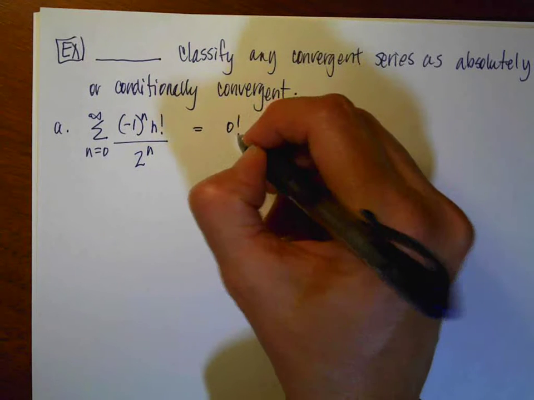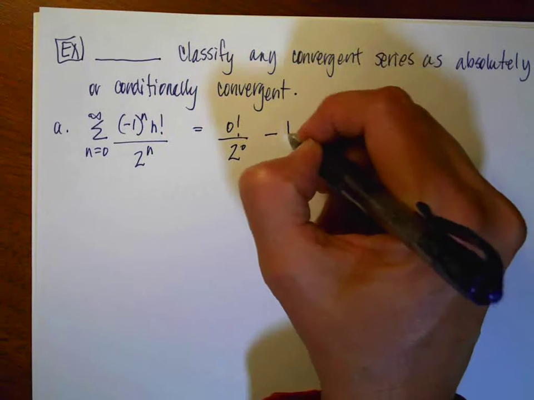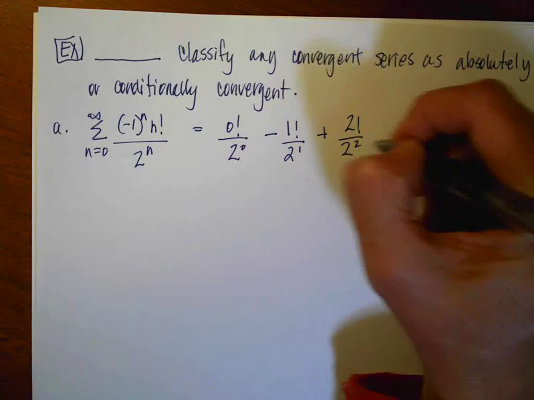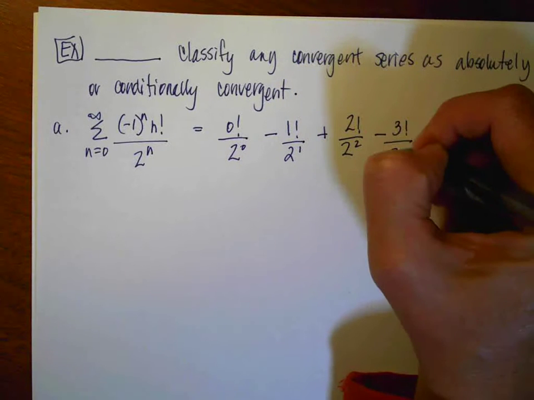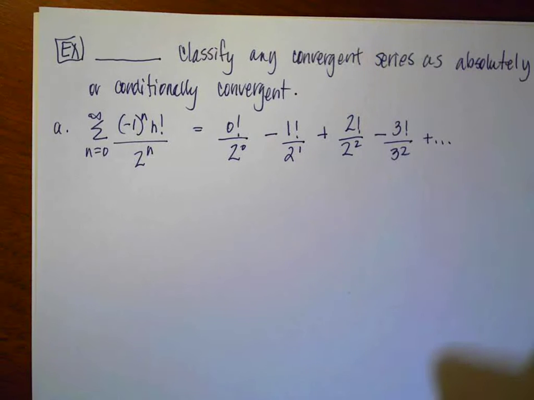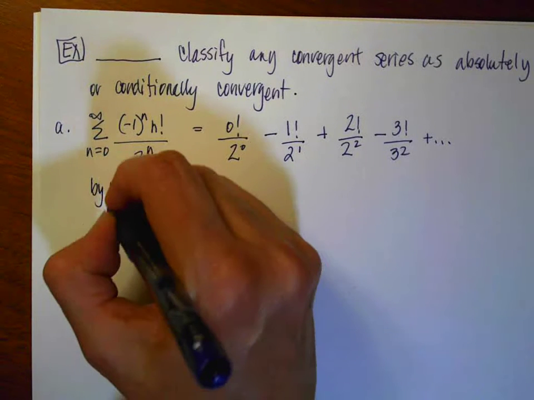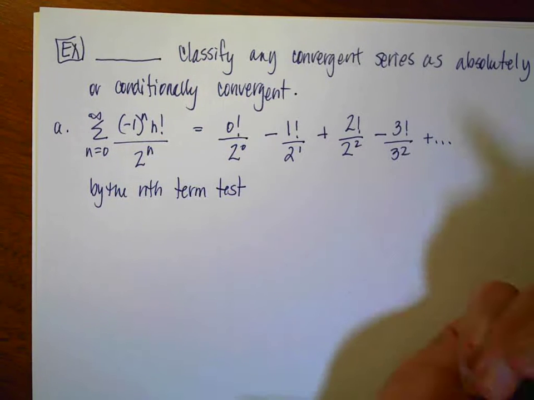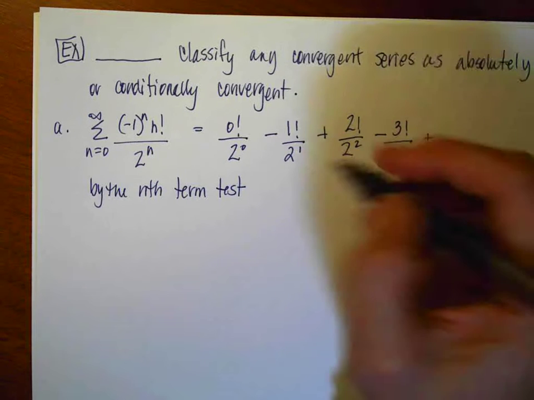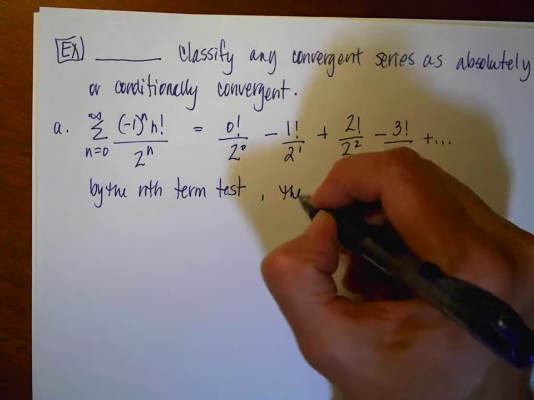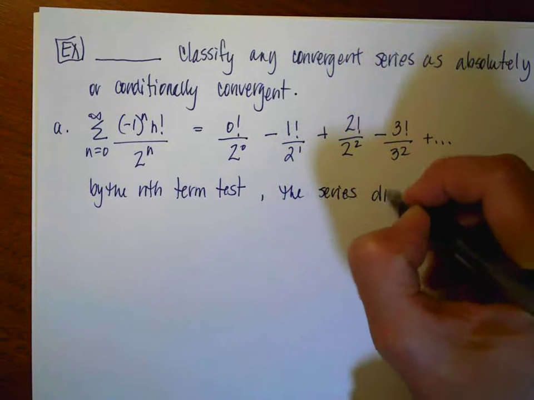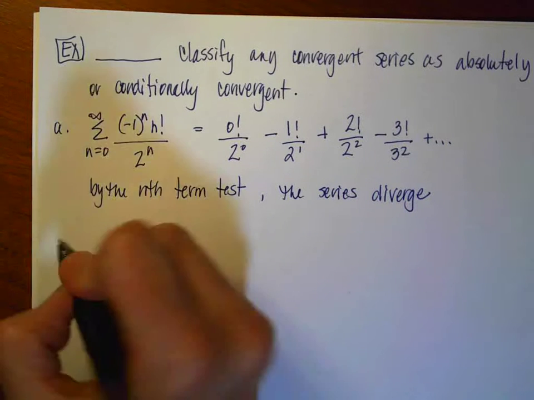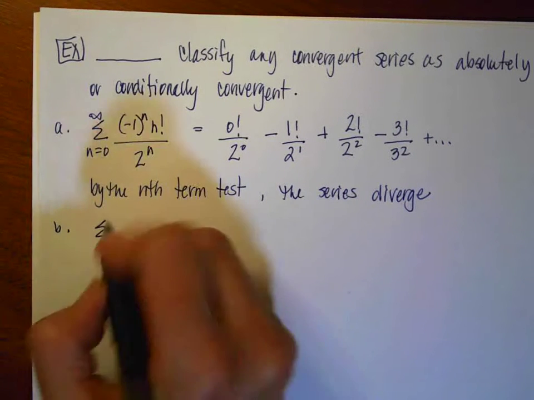Well, if I look at those terms, this is going to be 0 factorial over 2 to the 0, minus 1 factorial over 2 to the 1, plus 2 factorial over 2 squared, minus 3 factorial over 3 squared, etc., etc. And then we could say that by the nth term test, and I'm not going to go back and remind you of that now, but by the nth term test, we would say the series is going to diverge.